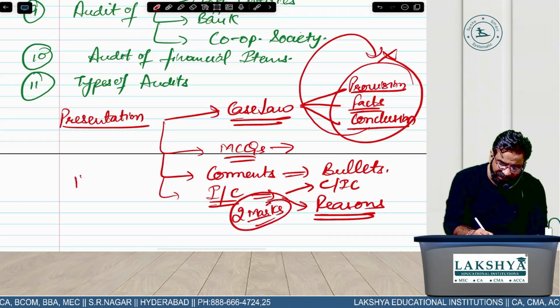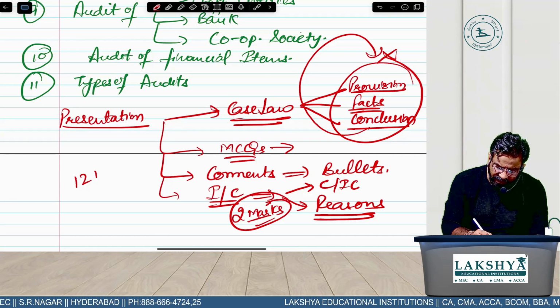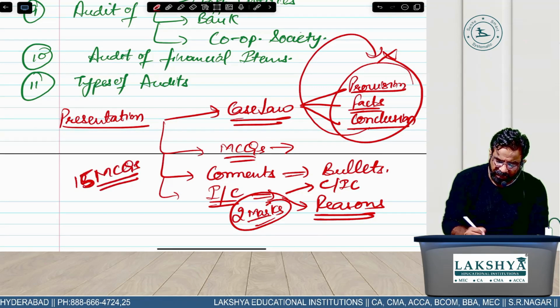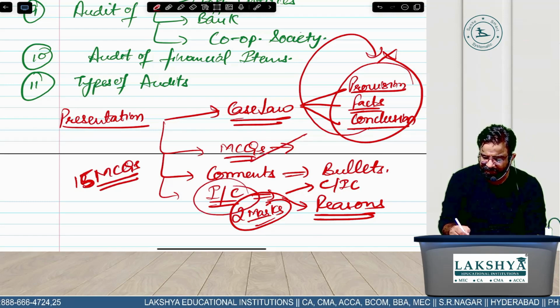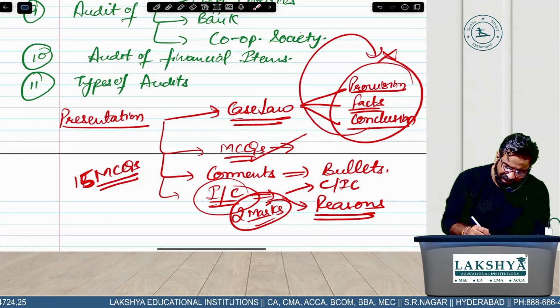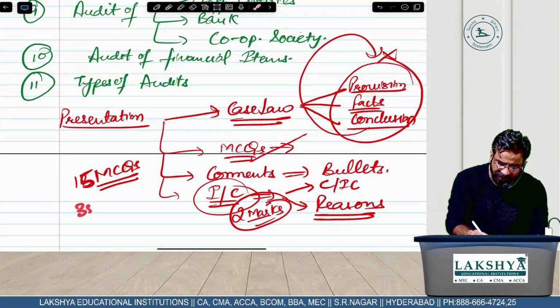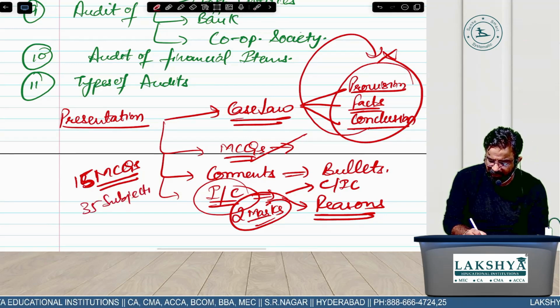So approximately 12 to 15 marks of MCQs will come, right? Including MCQs, including correct, incorrect, and this part, the remaining 35 marks will be the subjective paper, and this is how you have to present your answer.